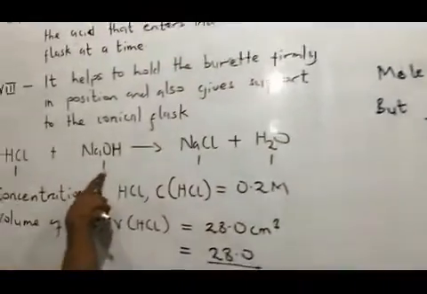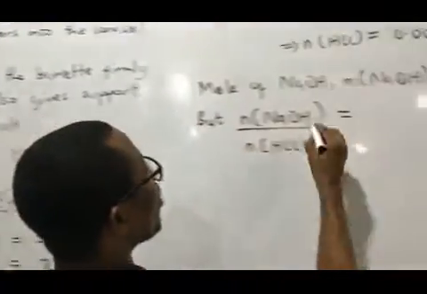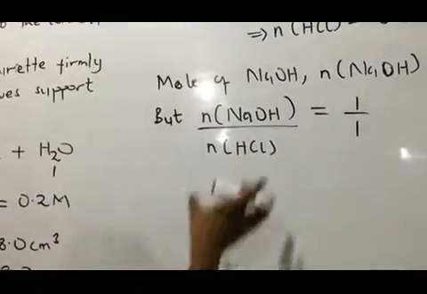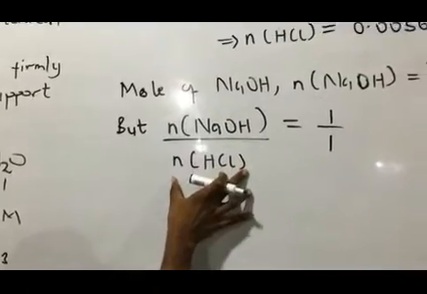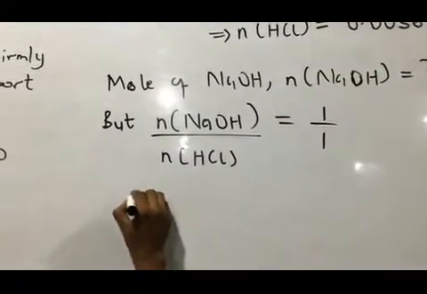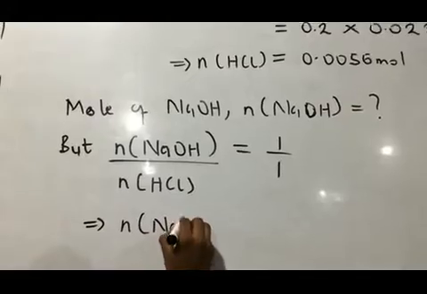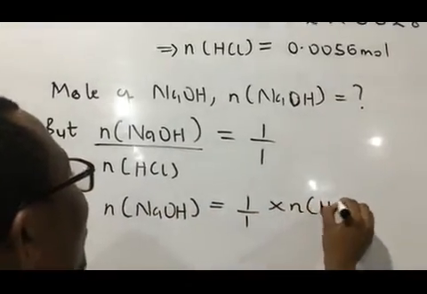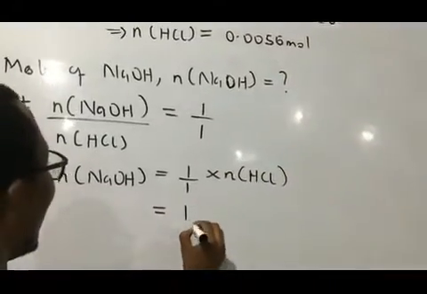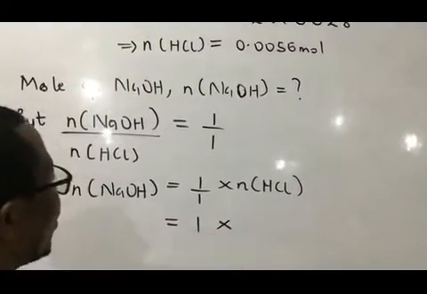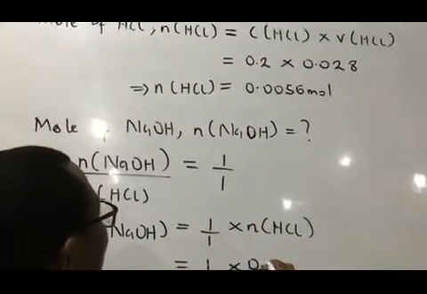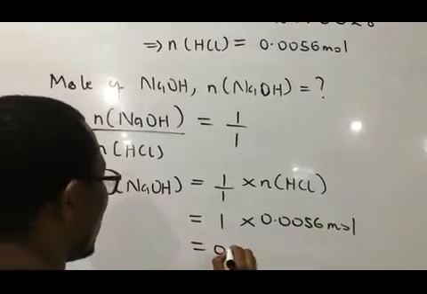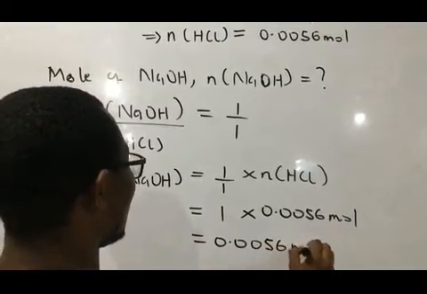The mole ratio of the base is 1, the HCl is 1. So the mole ratio of the base, NaOH, is 1. That of the HCl is also 1. Okay, I'm looking for what is above, so I just take the one that is down and multiply by the ratio. So I have the mole of the sodium hydroxide equal to 1/1 times the mole of the HCl. 1/1 is 1. The mole of HCl is 0.0056 mole. So the answer is 0.0056 mole.